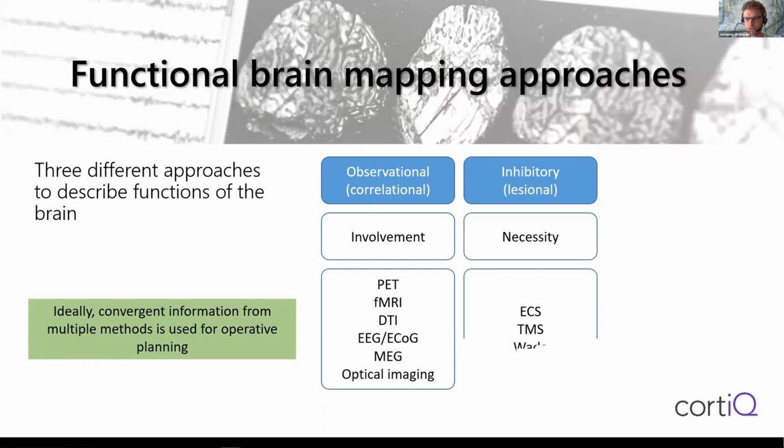A little bit more specific is the testing for the necessity of a cortical region. So this would relate to the suppression or the inhibition I talked about on the previous slide.